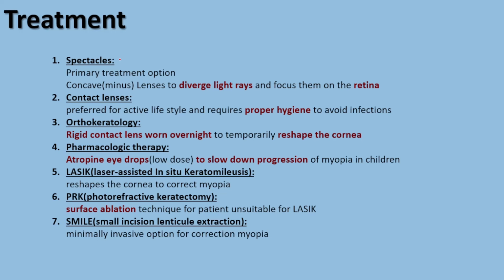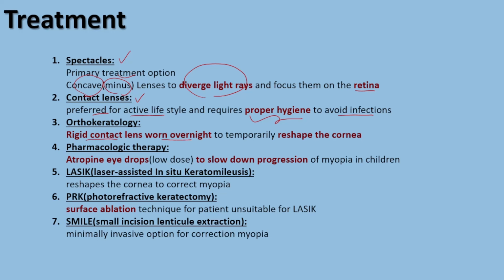First of all, we have spectacles. These are the primary treatments, and what we are going to use is minus lenses or concave lenses, and these lenses help the eye to diverge the light rays in order to be focused on the retina. Another option that we have is contact lenses, and this is preferred when the patient has an active lifestyle, but the patient has to be very careful with hygiene, because proper hygiene is required in order to avoid infection in the eye.